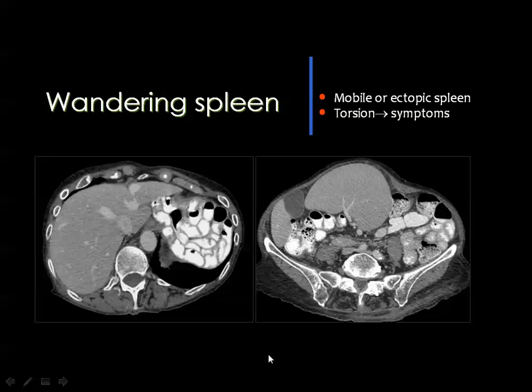Also, the wandering spleen is that the spleen is mobile. It is not located in the left hypochondrium, and instead it is seen lower down in the abdomen. In such cases, this is a common location of the wandering spleen and common appearance as well. The spleen is facing posteriorly, and the hilum of the spleen, instead of facing medially, faces backward to the posterior abdominal wall.